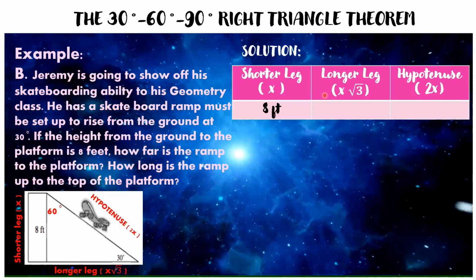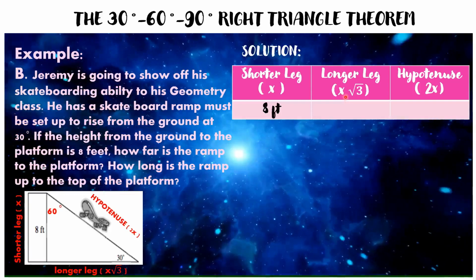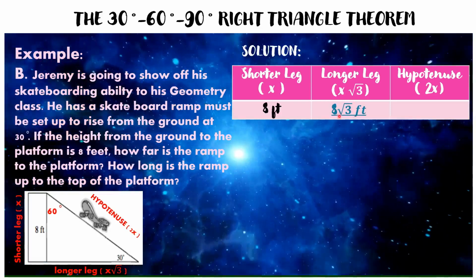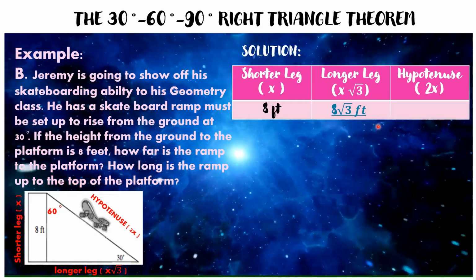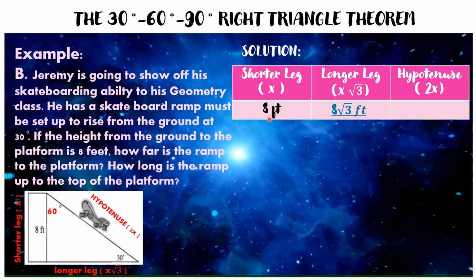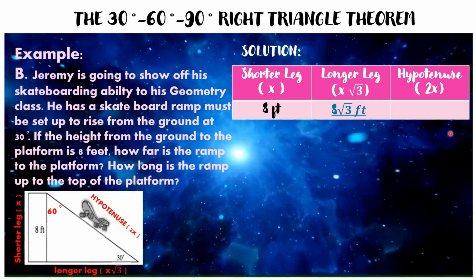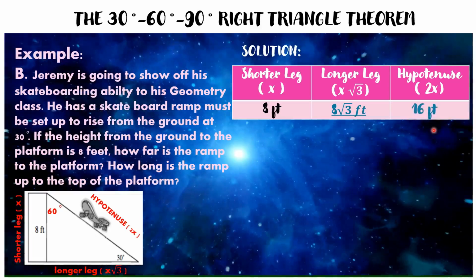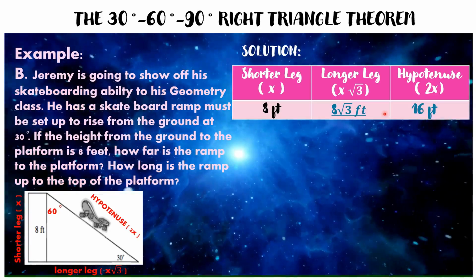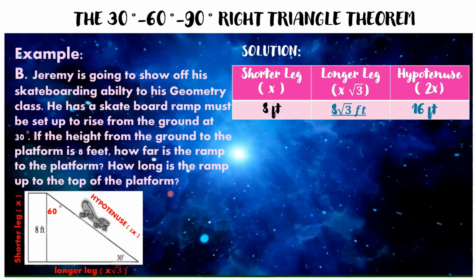Para mahanap natin ang length ng longer leg, substitute lang po natin yung value ng x which is 8 dito. So if longer leg is equal to x square root of 3, that is equal to 8 square root of 3 feet. Dito naman, since the hypotenuse is twice the length of the shorter leg, since the shorter leg is equal to 8 feet, dodoblehin lang po natin yan. So, 8 times 2, that is 16. So, again, the longer leg is equal to 8 square root of 3 feet, and the hypotenuse is equal to 16 feet.